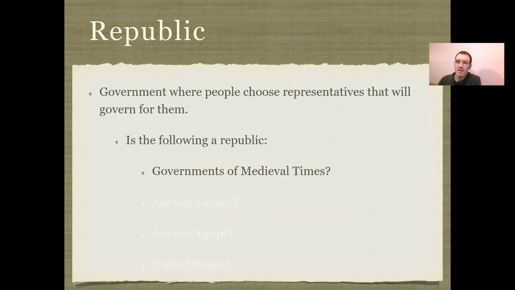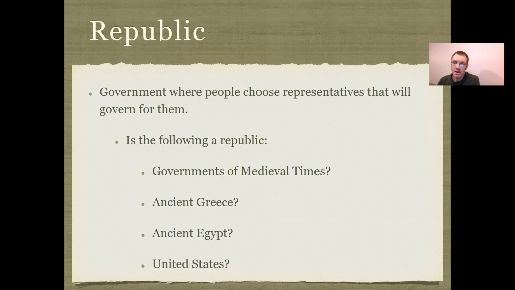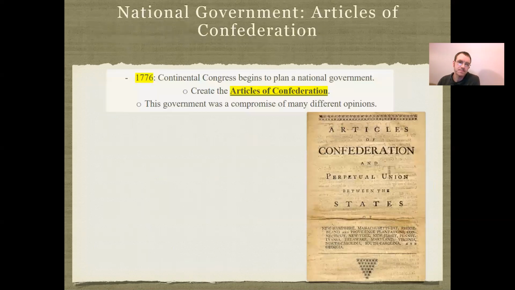The medieval times, where you had kings and knights and lords and peasants and serfs. No, that's not a republic. The people had very little say at the bottom. Nobody was elected to be in government. So that doesn't work as a republic. Ancient Greece. Yeah, sometimes. Some places in ancient Greece had a republic. Most had direct democracy if they had democracy. Some had kings, some had aristocracy. They had a lot of different things. Ancient Egypt, nope. They had a pharaoh. Pharaoh's like a king. United States, yes, we do have a republic.